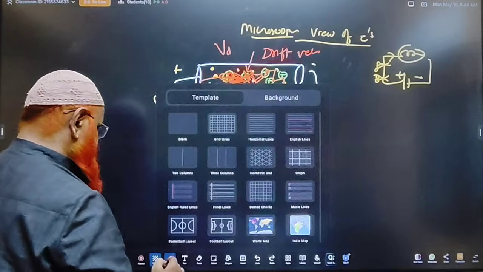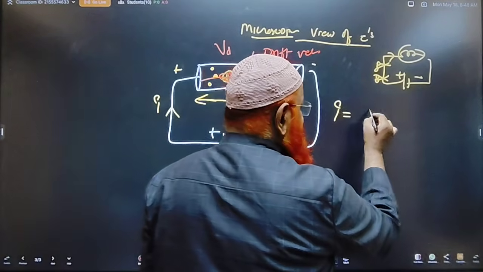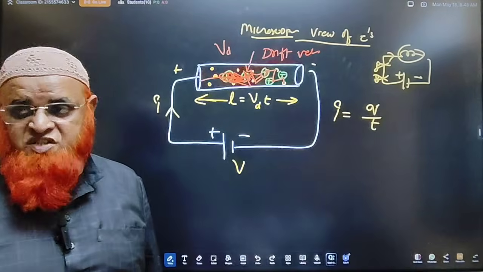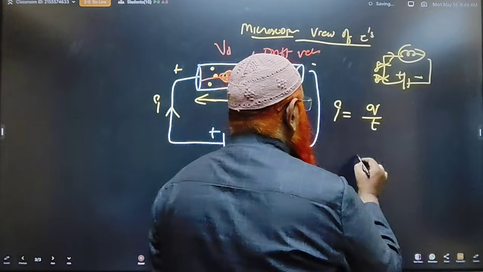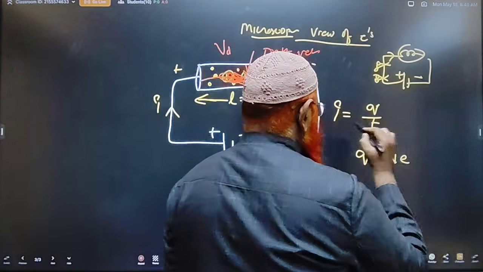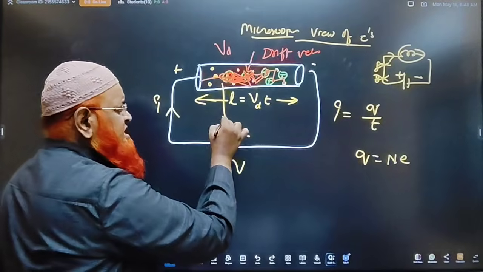So if it is the case here, then how do you find out the current? See, current is nothing but charge by time, rate of flow of charge. Charge means Q. Q is not a single electron. Q is number of electrons into charge on a single electron. Q means how many electrons are present, that is N.